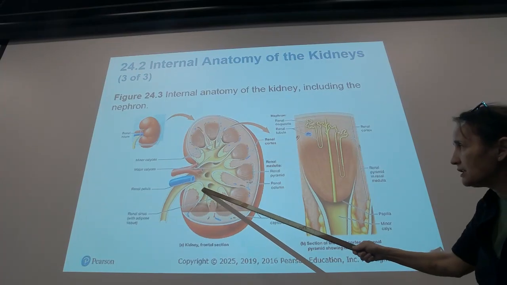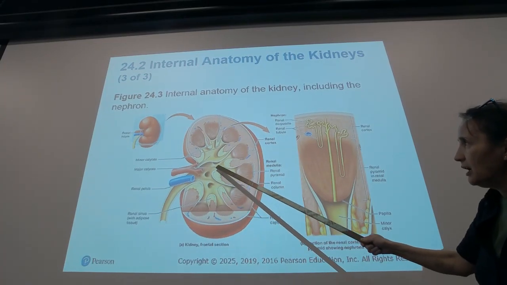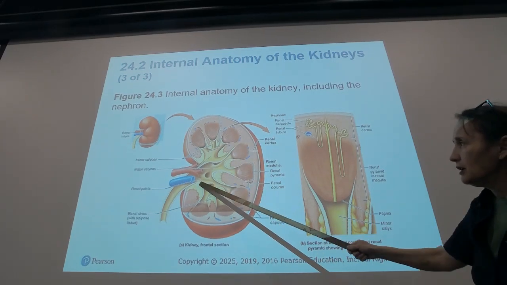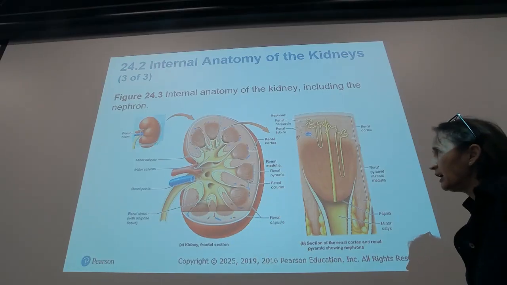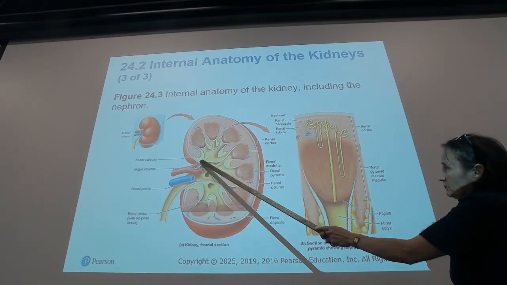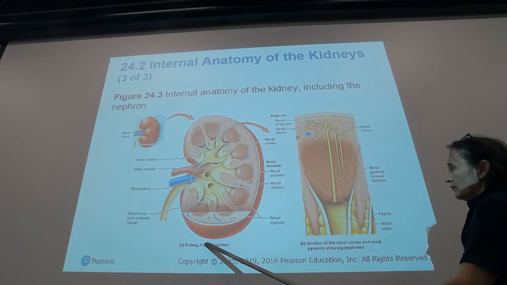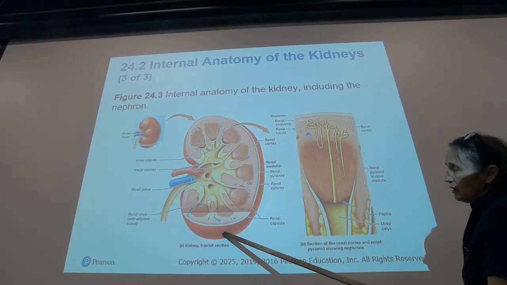And then 2 to 3 minor calyces join to form the major calyces, which are these spaces. And all of these calyces merge to form the renal pelvis, which is this. And it's located next to the hilum. So this is the hilum, and this is the convexity of the kidneys. So this is the superior pole, this is the inferior pole.